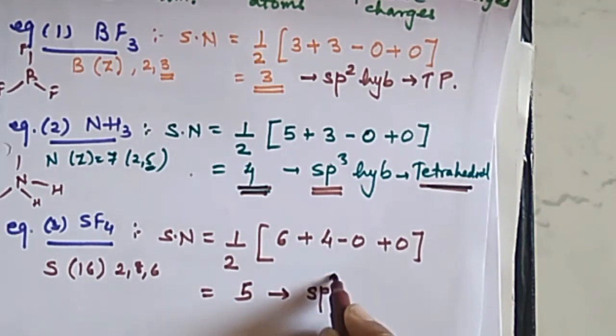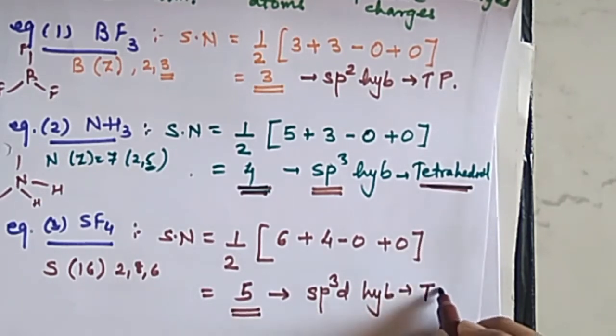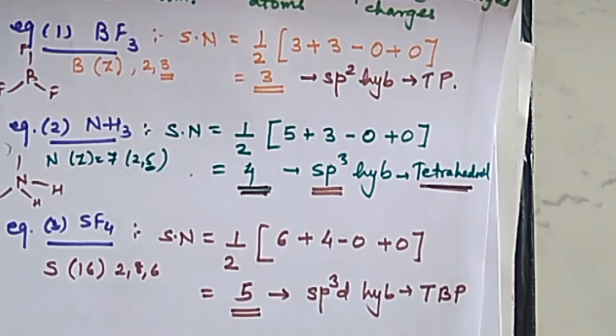So SF4, based on the steric number, we say it should be having 5. That means sp3d hybridization. sp3d hybridization meaning its geometry should be trigonal bipyramidal, regular geometry. Okay, so this is based on the first trick.